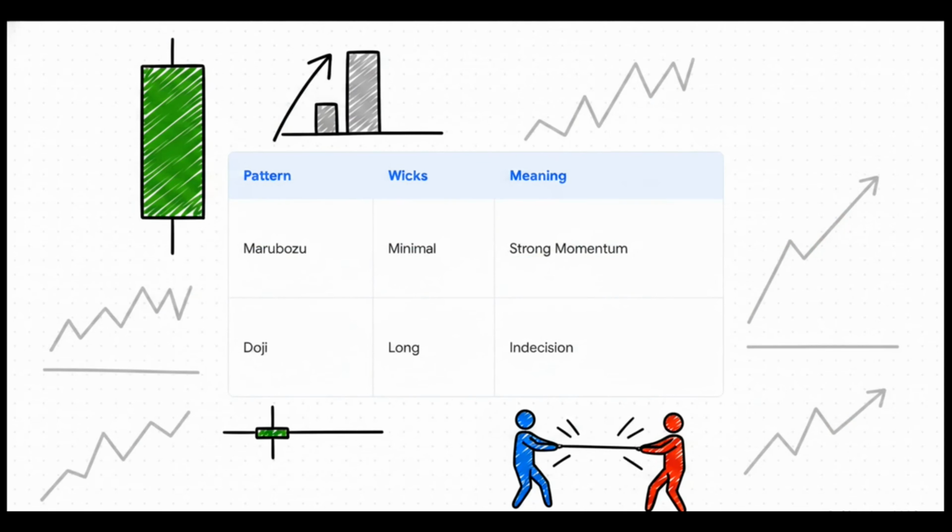Now, let's group these individual blocks into words by looking at single patterns. On one end of the spectrum, we have the Marubozu, which translates to bald candle, because it has minimal or no wicks. A massive green Marubozu means buyers were in absolute total control from the opening bell right to the closing bell. It's a sign of huge directional momentum. But on the exact opposite end, you have the Doji. This is where the opening and closing prices are almost identical, leaving a candle with basically no body. A doji is a perfect tie in our tug-of-war. It's pure market indecision, where neither the buyers nor the sellers could gain the upper hand.